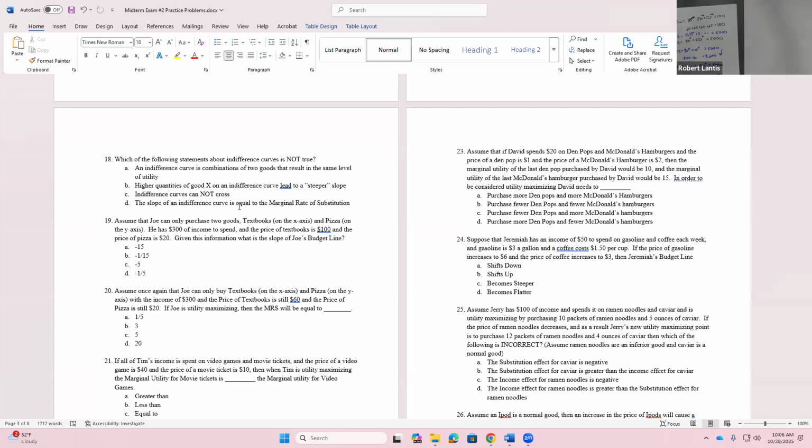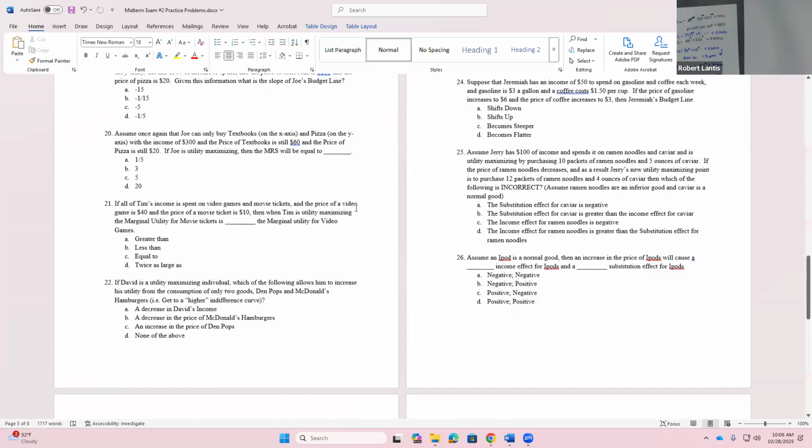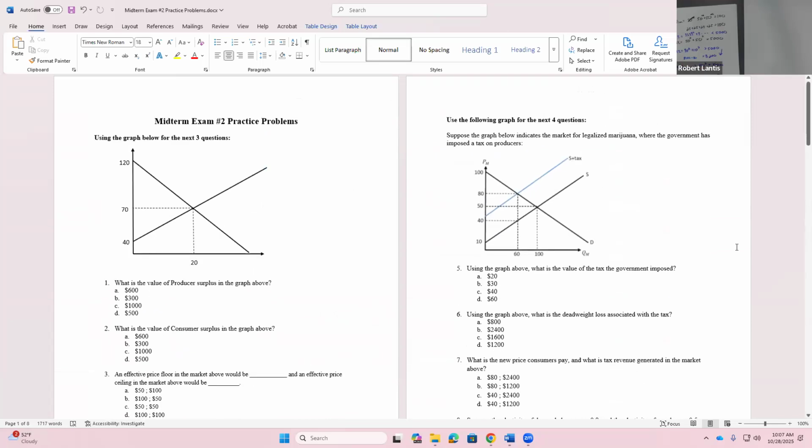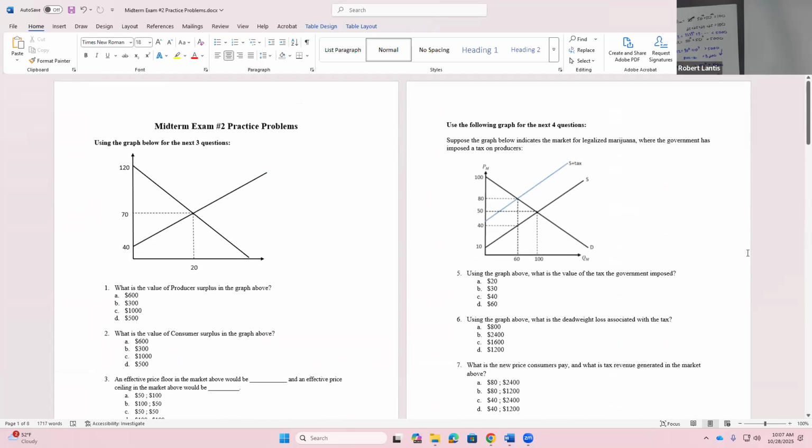Yep. So if I go all the way back to 5, this is stuff we covered a while ago. What would the value of this tax be? If I have my supply curve and my supply curve plus the tax, what should be true about the difference between those curves at every quantity? Well, the cost to the company before plus what? The value of the tax.